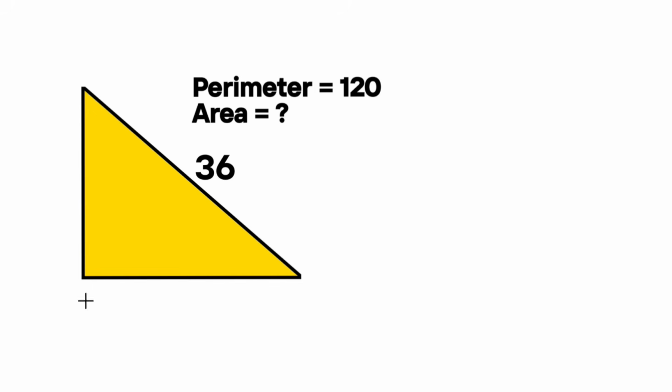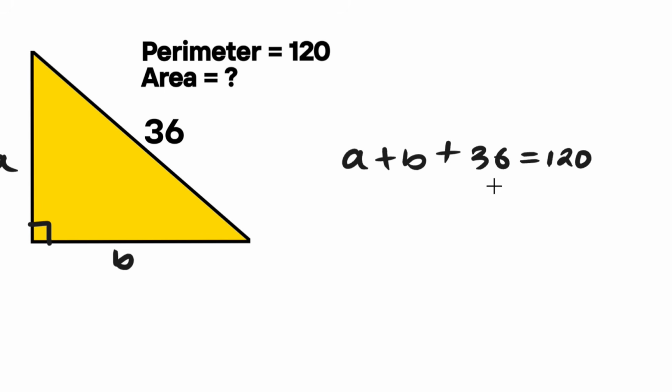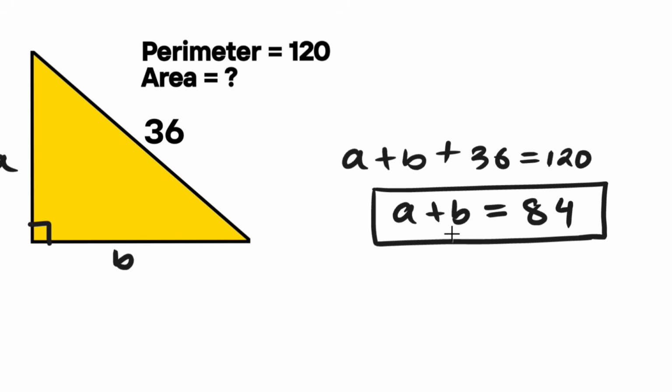Let's call the two legs of the right triangle A and B. First, we'll use the perimeter. The perimeter equals A plus B plus 36, and we're told that equals 120. Now, subtract 36 from both sides, and we get A plus B equals 84. Keep that result in mind because we'll use it several times.